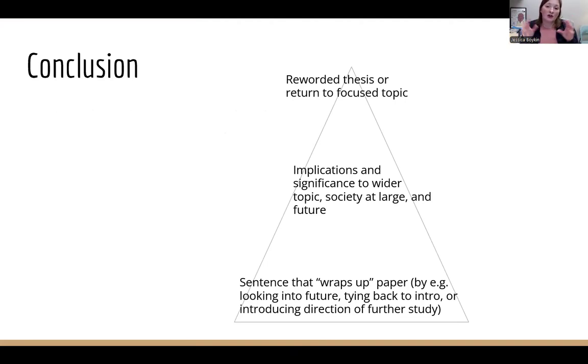Okay, so when you're starting your conclusion, you typically want to have a restated thesis. Your main point that you're making, your argument, you state that at the beginning of the conclusion, reminding the reader of the point that you've made throughout. And then you want to just broaden it out.